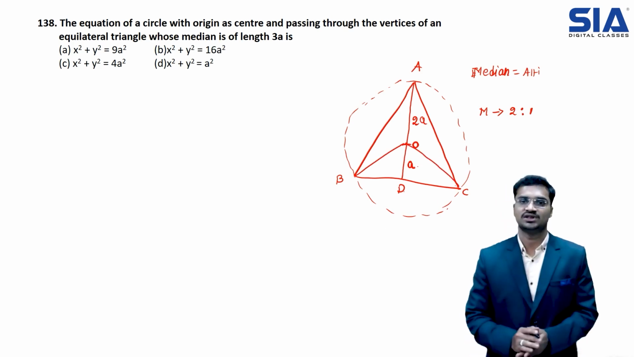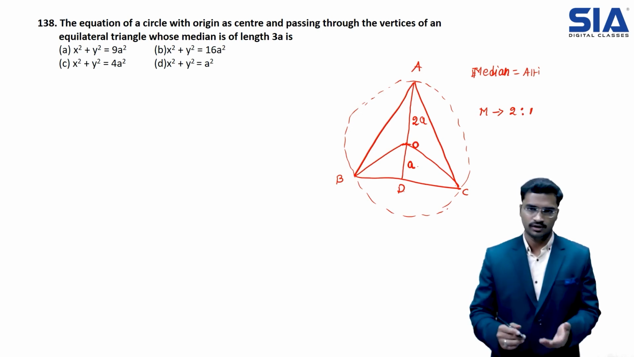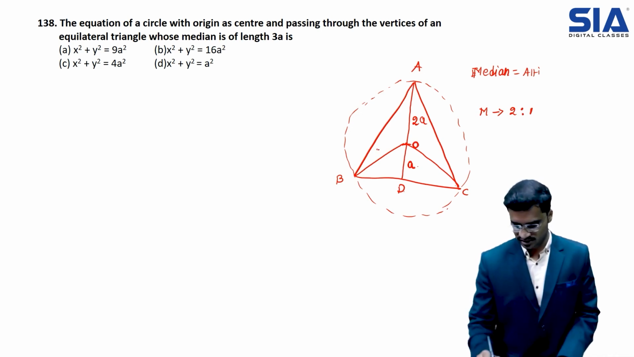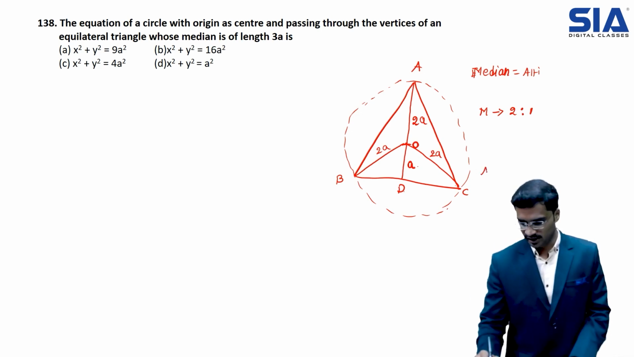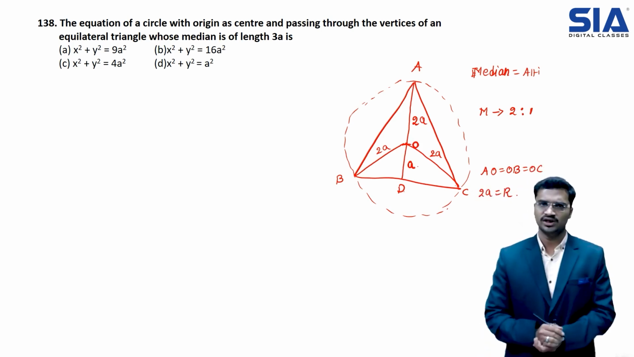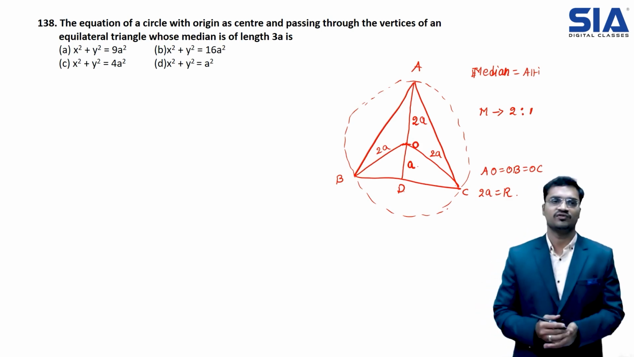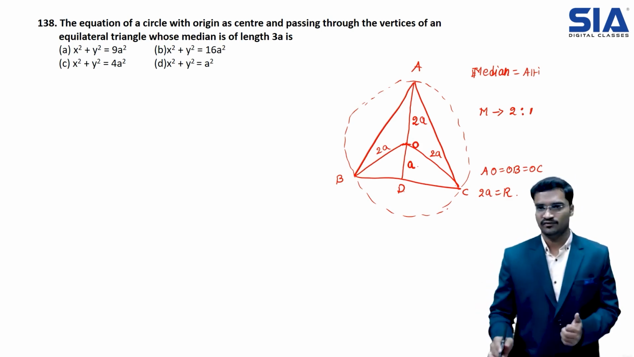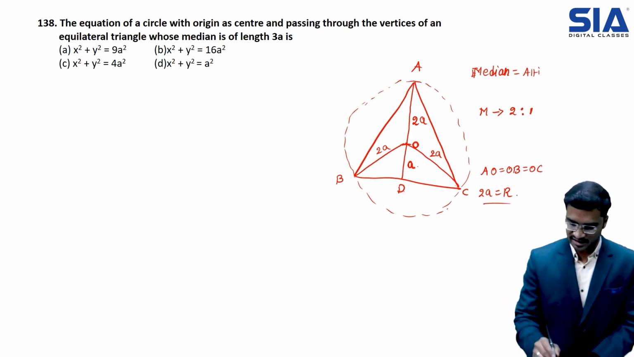The radius of the circle will be AO or BO or CO, since the radius is always equal. So if we know that AO equals OB equals OC, then 2a is the radius of this circle. Now what we have to find is the equation of the circle with the center at the origin.